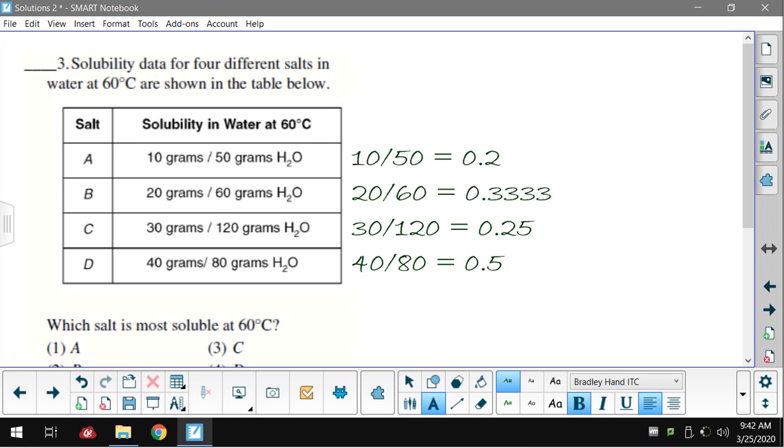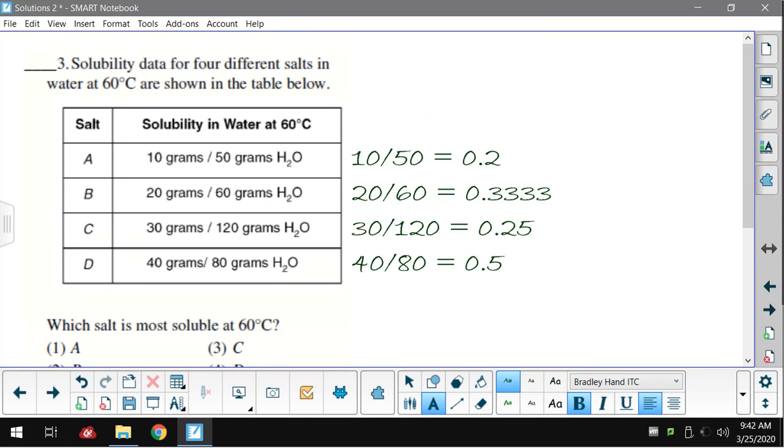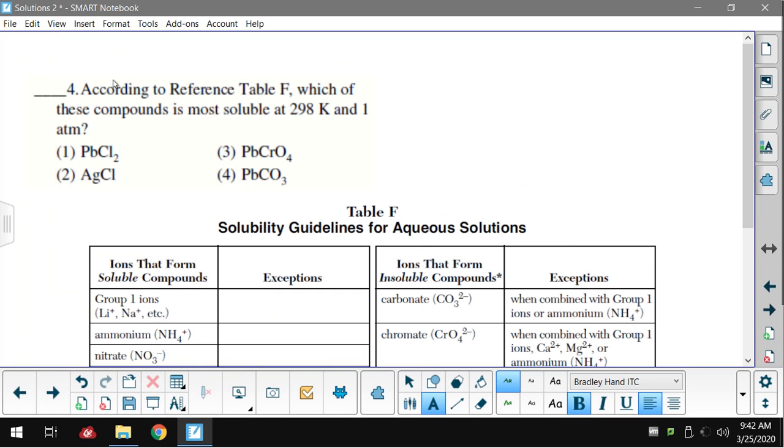So the question says, which salt is most soluble? Well, it doesn't really matter what the temperature is because that's the temperature we're talking about. So we're looking for this one, 40 out of 80, because that one's most soluble. That has 0.5 grams.